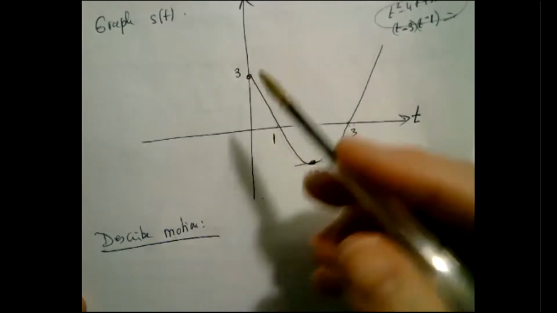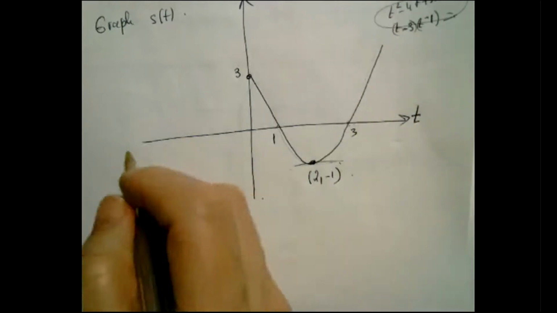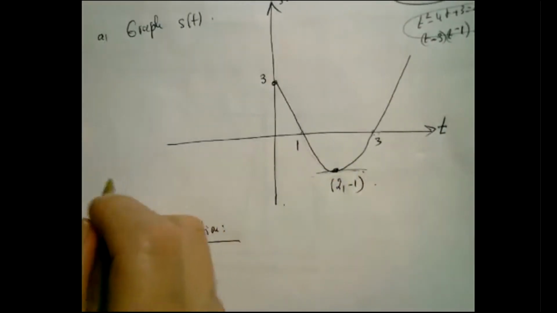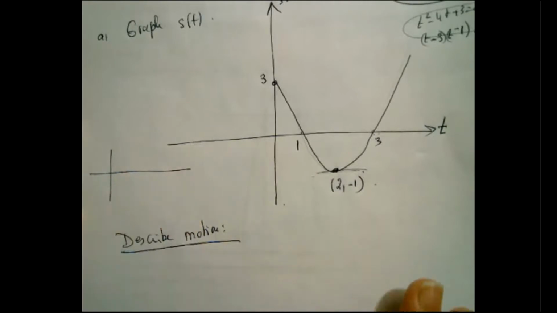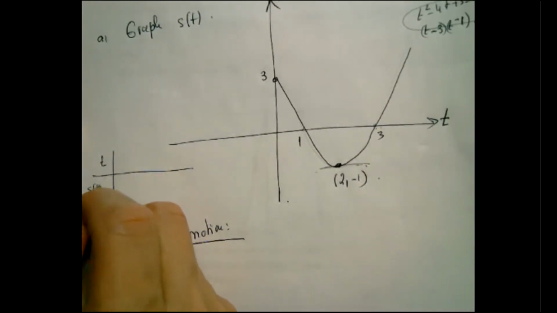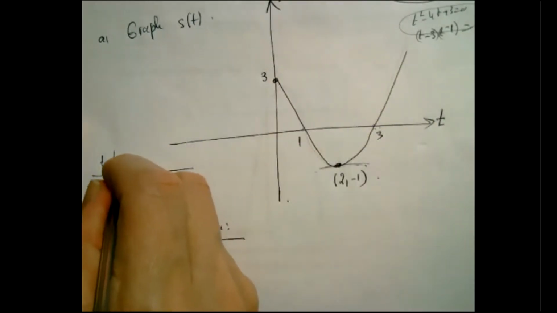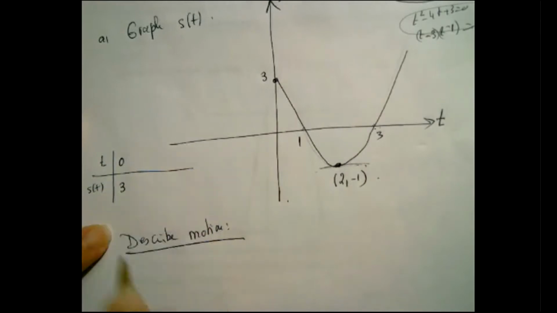This function tells me at every moment in time where my object is. So here's a small table to help us. It means at t equal, that's time, and that's the position. So at t equal to 0, when the object started moving, it was 3 units from its reference point. That's really what it is.